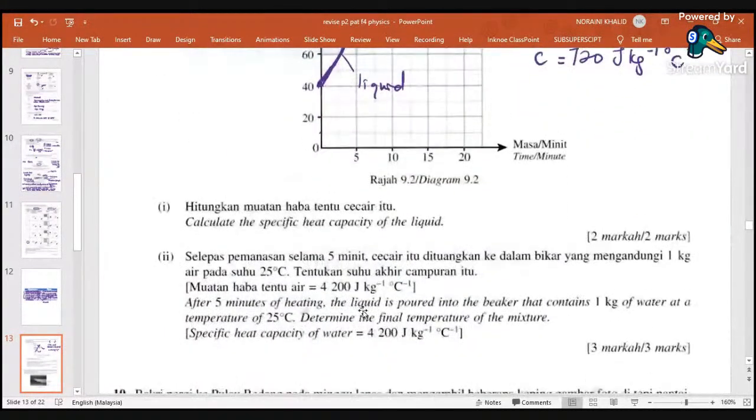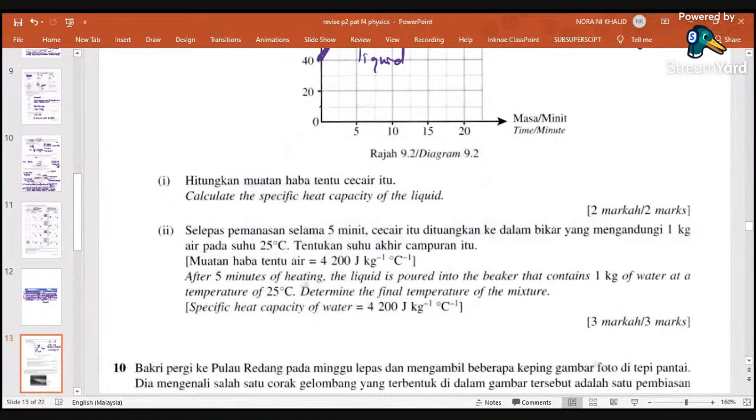Okay, next question. After 5 minutes of heating, the liquid is poured into a beaker containing 1 kg of water. This one is liquid. This one is water. At initial temperature 25, determine the final temperature of the mixture. Final temperature maksudnya apa? Thermal equilibrium temperature.